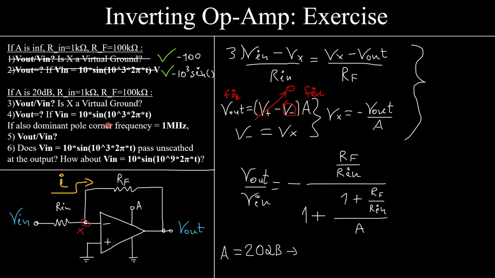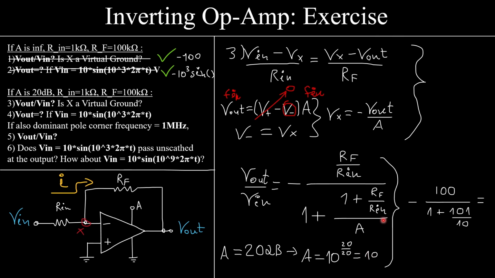Now, I'm given that the gain is 20 decibels. This means that I can write it like this: the gain is 10 to the power of 20 over 20. This holds true for decibels. If I had a gain of 30 decibels, the gain here would be 10 to the 30 over 20. That would be confusing. Which gives me a gain of 10 over here, quite small.